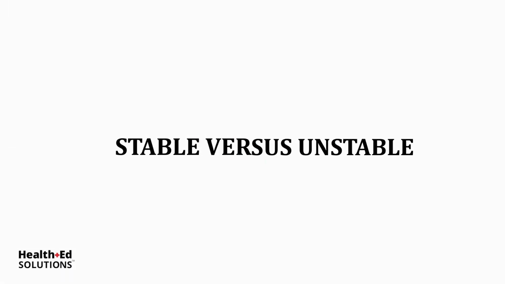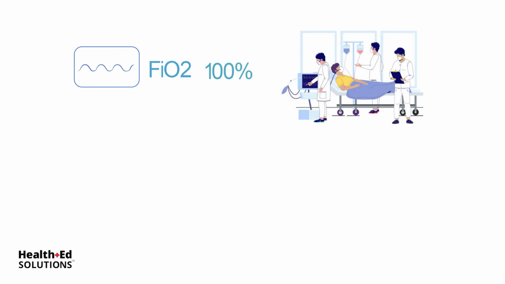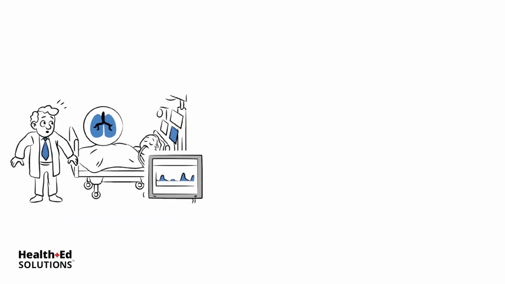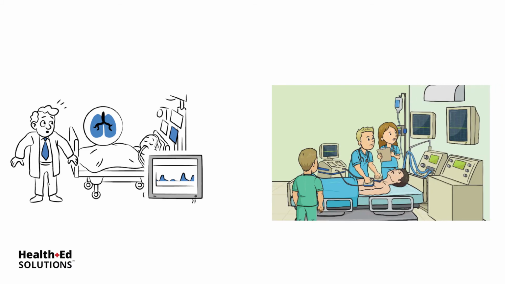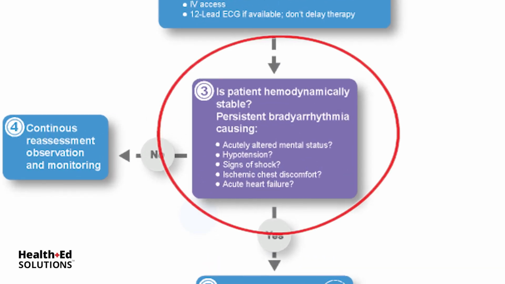Stable versus unstable. If after providing oxygen, the patient's symptoms improve, then the clinician may opt to monitor and observe the patient, either in the ED or on a cardiac ward. If the bradyarrhythmia is persistent and the patient remains symptomatic or becomes unstable, the clinician determines if the patient is hypotensive, has an altered mental status, signs of shock, ischemic chest discomfort, or acute heart failure. These are severe conditions resulting from the bradyarrhythmia. Refer to box 3 of the adult bradycardia with a pulse algorithm.